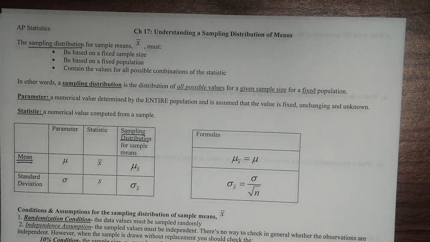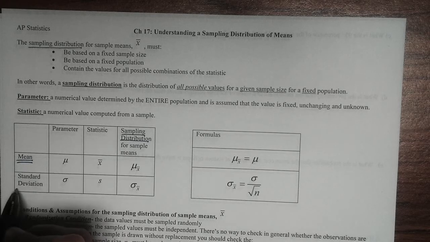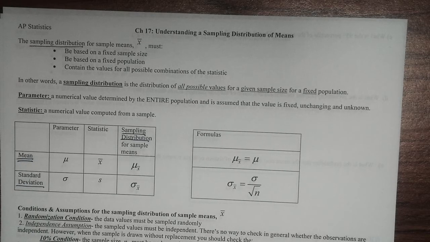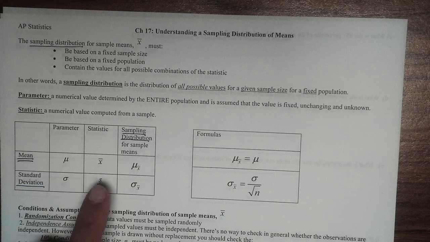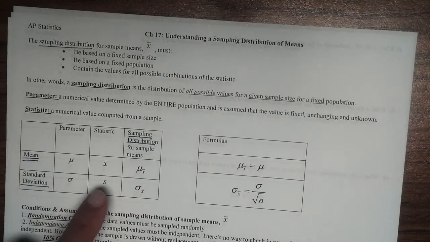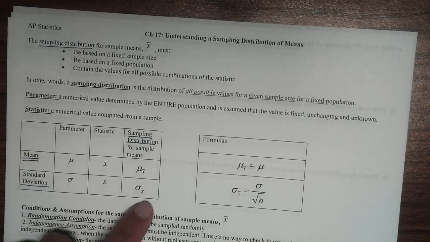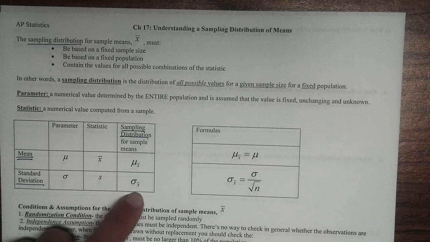Next, here are some more symbols that you need to recognize. If we're talking about a standard deviation from the entire population, you're going to be using this Greek letter sigma. If we're talking about the standard deviation of just a sample, you're going to be using the letter s for your sample. And then finally, for the sampling distribution, you're going to be using this symbol right there put together.